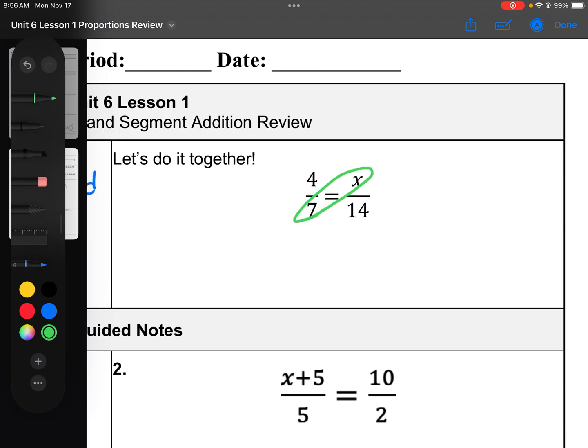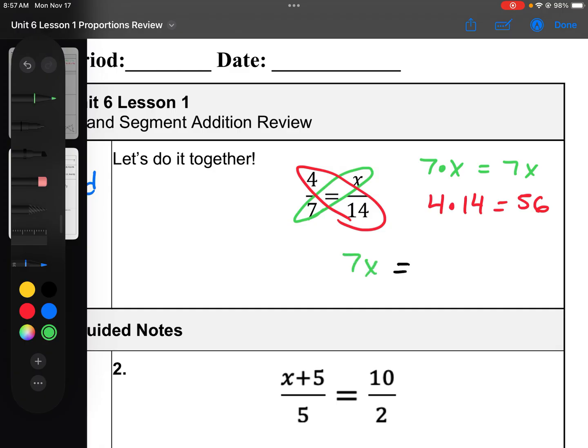Cross multiply 7 times x is equal to 7x, okay? We're gonna cross multiply these two. 4 times 14. I'm gonna work that out really quick in my calculator. And that gives me 56. So to rewrite the problem here, we have 7x equals 56. No more fractions to deal with.